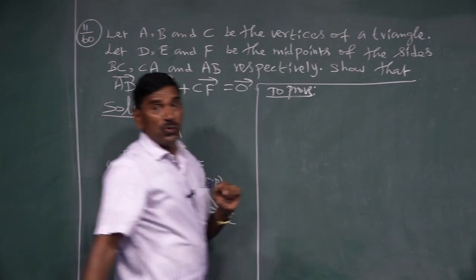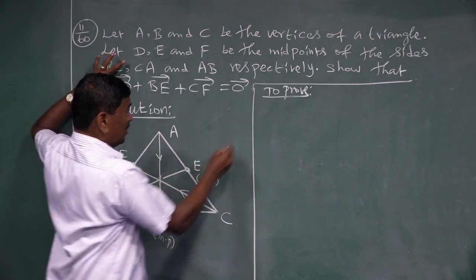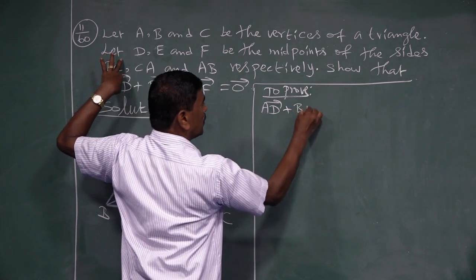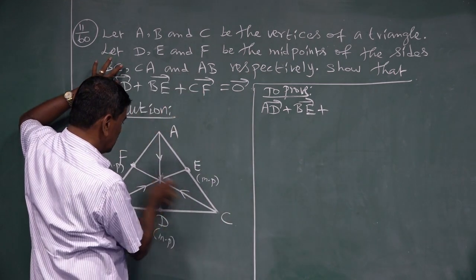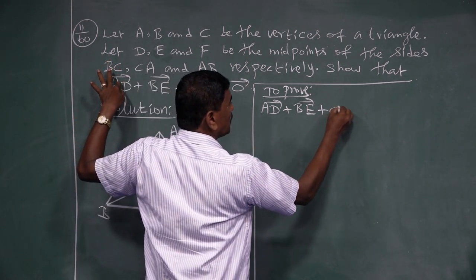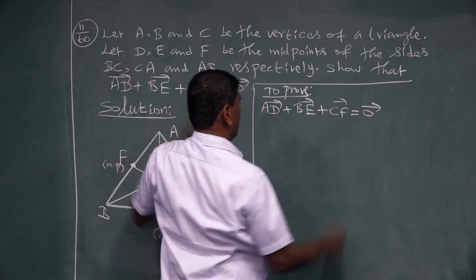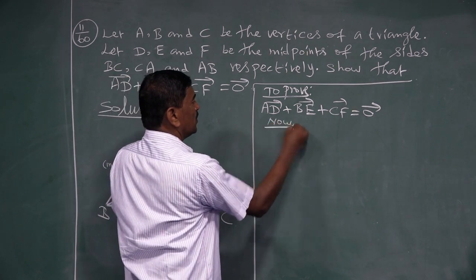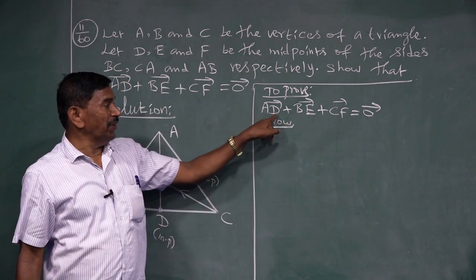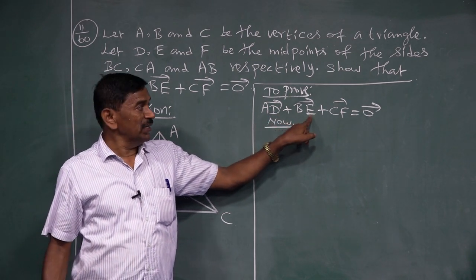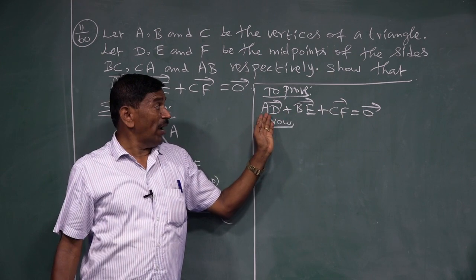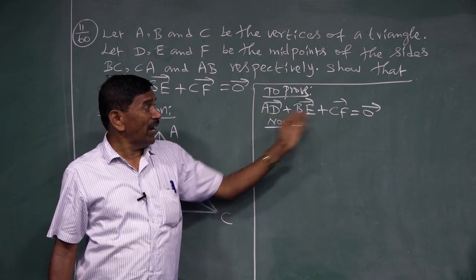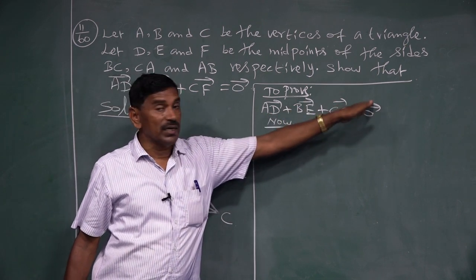Now, to prove. What do we want to prove? Yes, to prove AD vector plus BE vector plus CF vector equal to 0 vector. Okay, this result we want to prove. Any idea? Yes, AD vector first equation, BE vector second equation, CF vector third equation. Whether I want to add these 3 equations or subtract? Yes, I want to add because plus. So that is why adding these 3 equations I am going to get 0 vector answer.